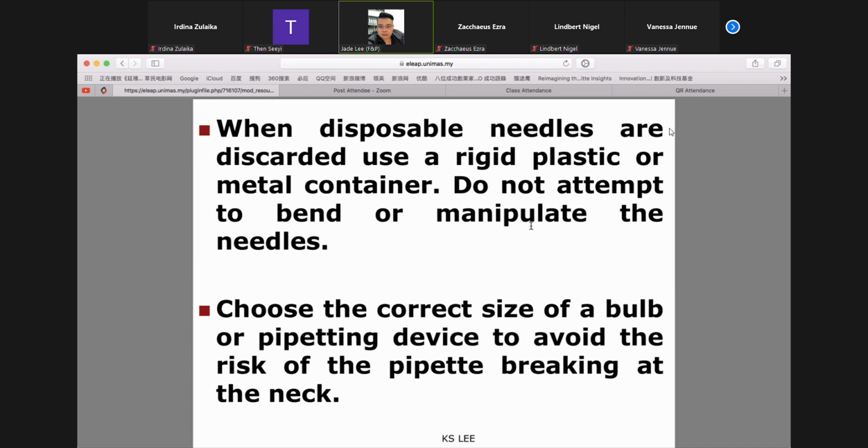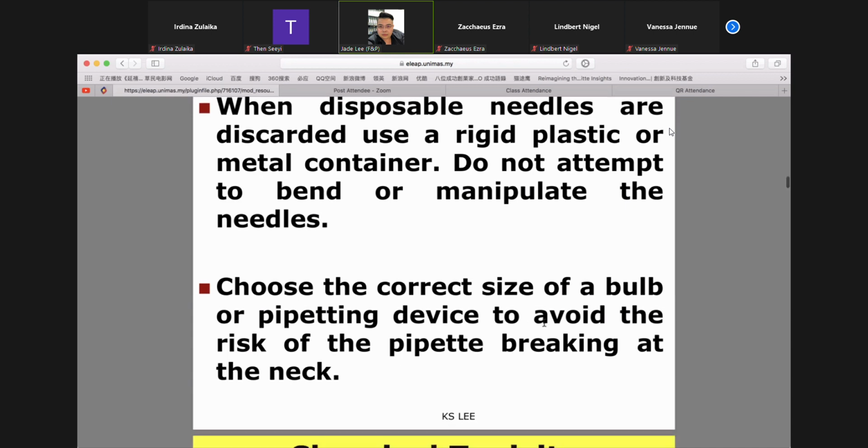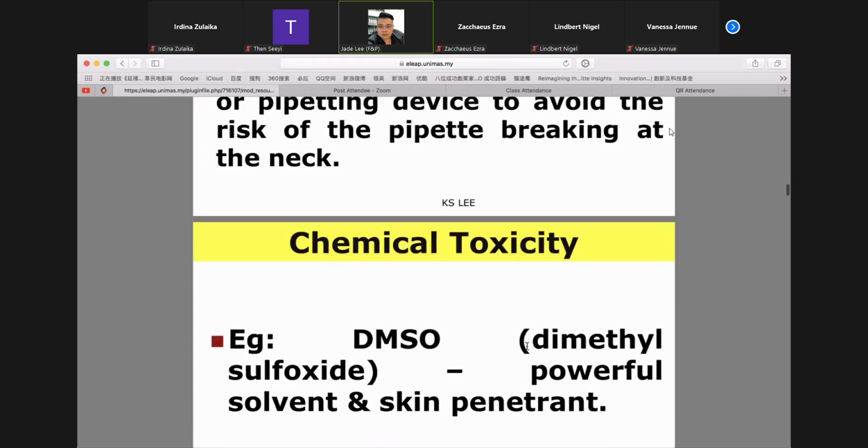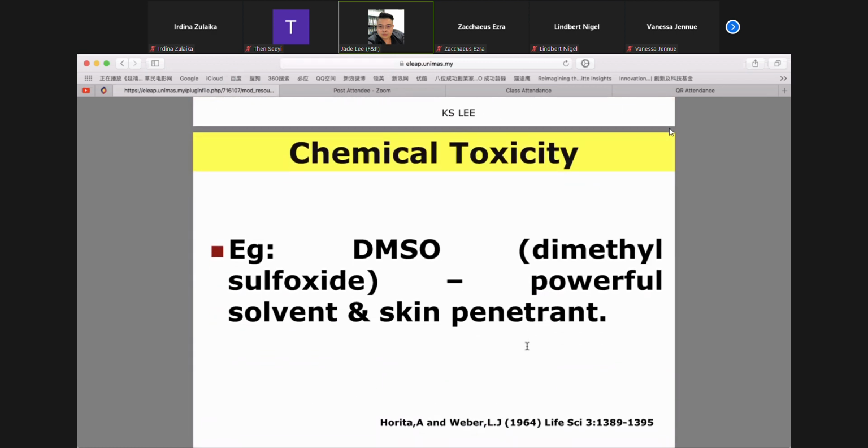Never ever, because you don't know what cells you have just cultured, or that other people have cultured. Just imagine if you are culturing a pathogenic virus or other harmful bacteria, you may get contaminated. You yourself may get infected later. And choose the correct size of the bulb or pipetting device to avoid the risk of the pipettes breaking at the neck. For chemical toxicity, you use a lot of DMSO, which is dimethyl sulfoxide.